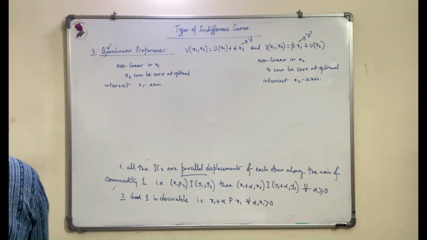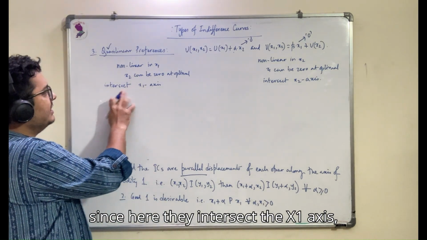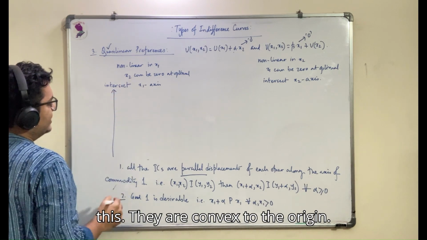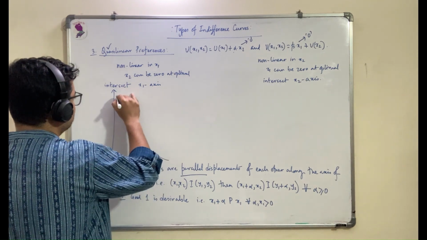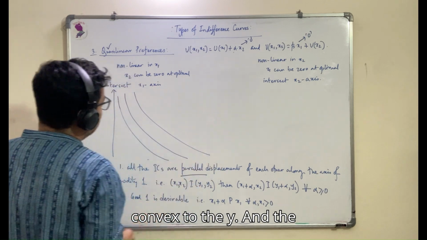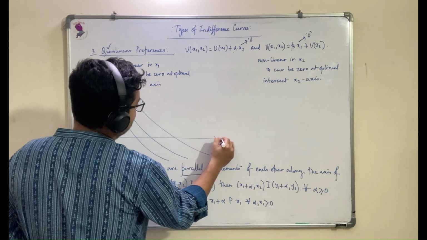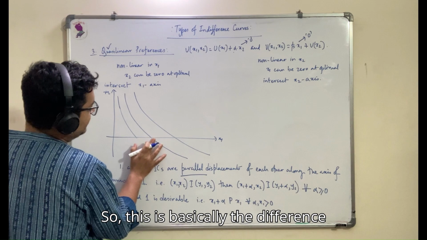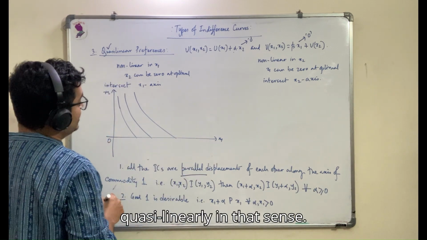Now while drawing them, since here they intersect x1 axis, the original ICs actually look like this. They are convex to the origin. Okay? Convex to the origin. And the x1 axis, we will draw it here. Okay, so this is basically the difference if you compare Cobb-Douglas and quasi-linear in that sense.